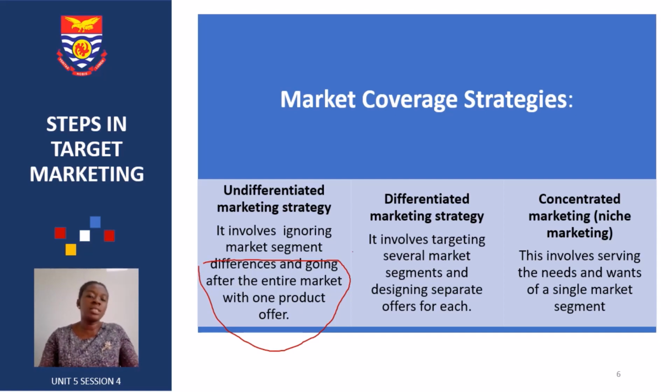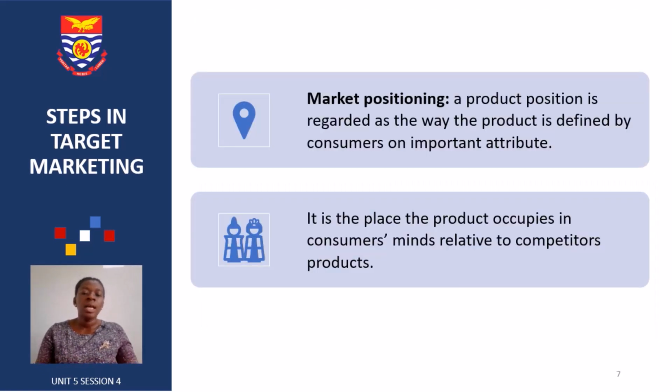And then you have the concentrated or niche marketing. When it comes to niche marketing, usually you're targeting a special single market which has special needs or wants. There are usually some markets which people are not really willing to go into, or they are small and have their own special characteristics. And so you can go in for a niche, concentrated market, where you're going to serve the needs and wants of that single market segment.